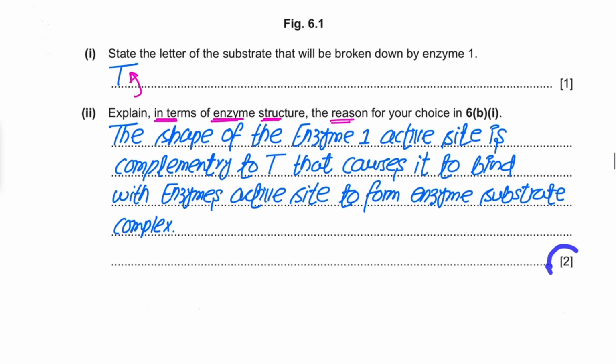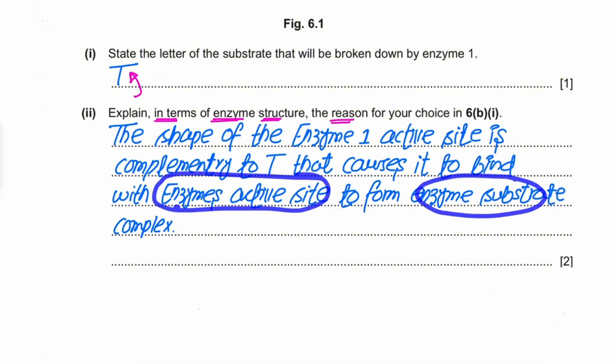So how we are supposed to write the answer, we would say that the shape of enzyme 1's active site is complementary to T. So ultimately it would bind with the enzyme's active site and an enzyme substrate complex would be formed out of it.